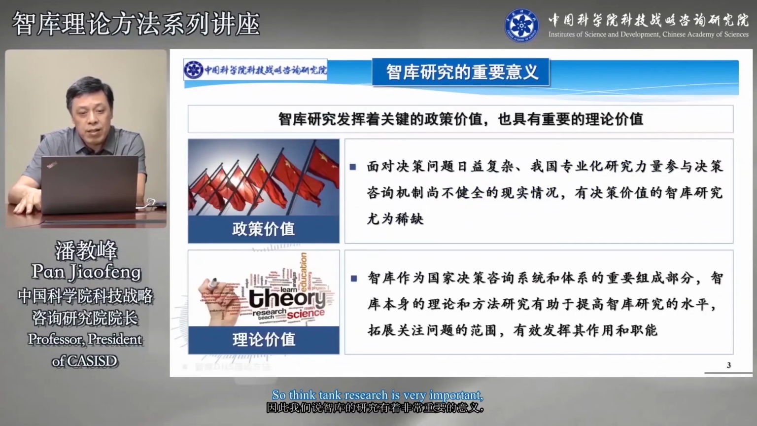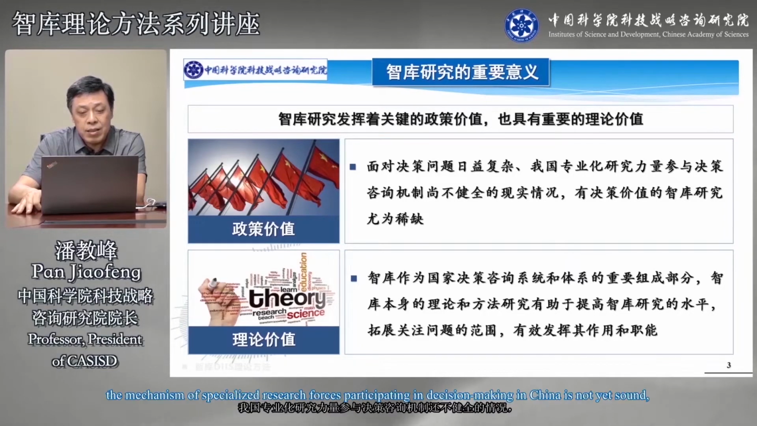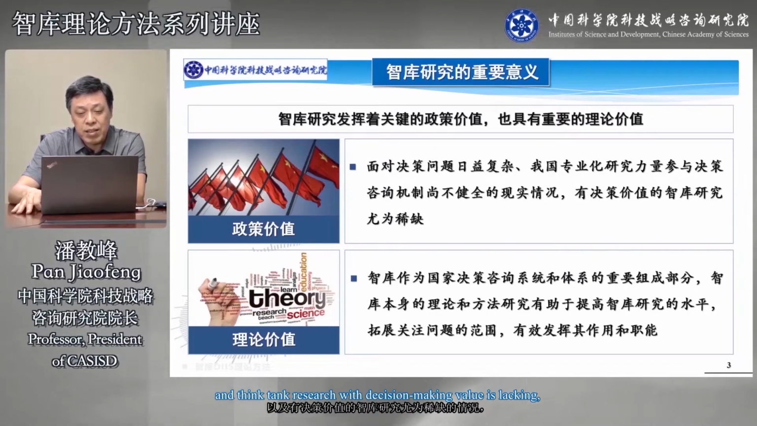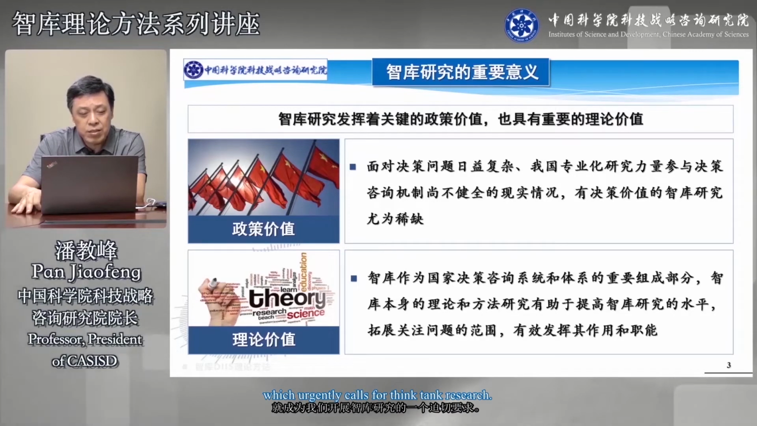So think tank research is very important, including both policy value and theoretical value. Regarding policy value, in the context of complex problems, the mechanism of specialized research forces participating in decision-making in China is not yet sound, and think tank research with decision-making value is lacking, which urgently calls for think tank research.